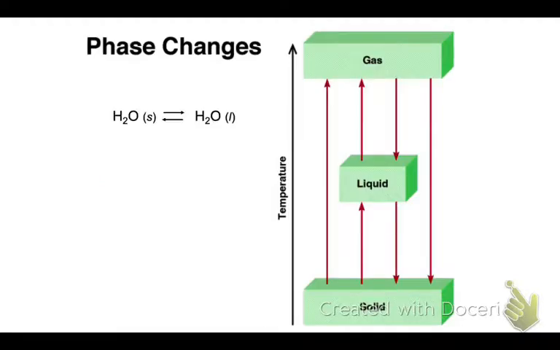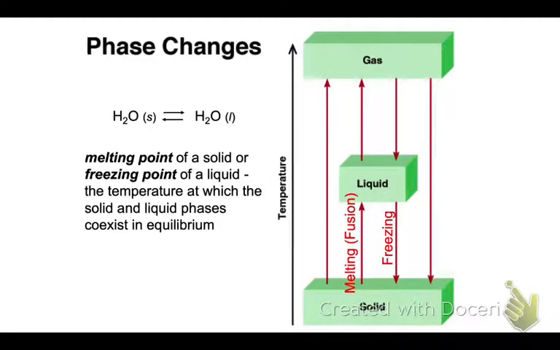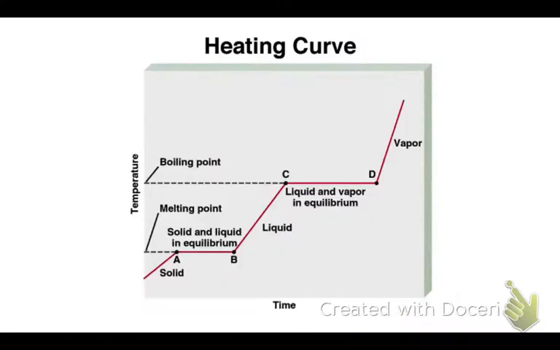Let's look at another change. What about solid to liquid? When I go from solid to liquid, I call this process melting or fusion. The opposite, liquid to solid, is what I call freezing. So the melting point of a solid, or the freezing point of a liquid, which is the same temperature by the way, is the temperature at which the solid and the liquid phase coexist in equilibrium. The normal melting point, when I say normal, means I define the pressure to be 1 atmosphere.